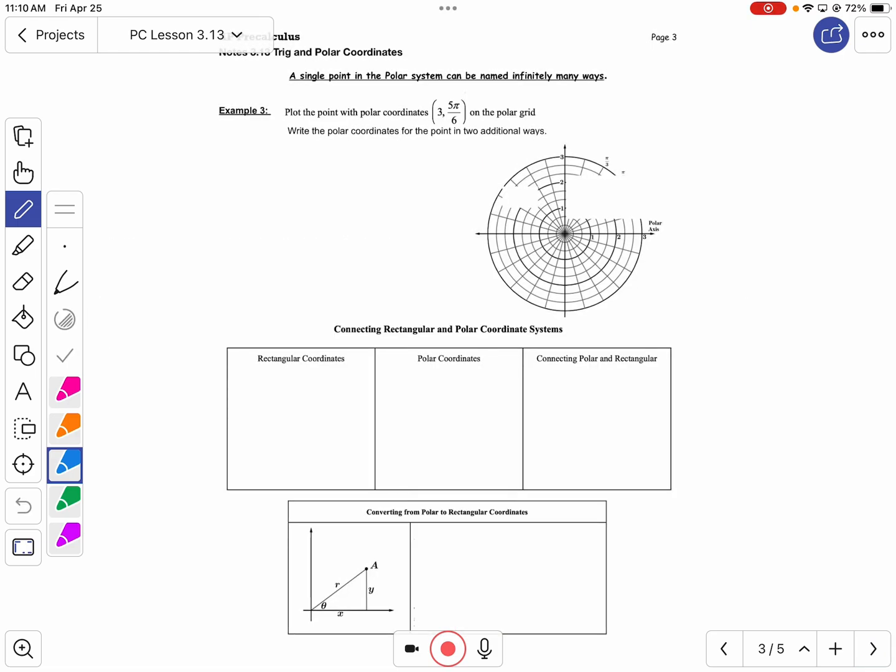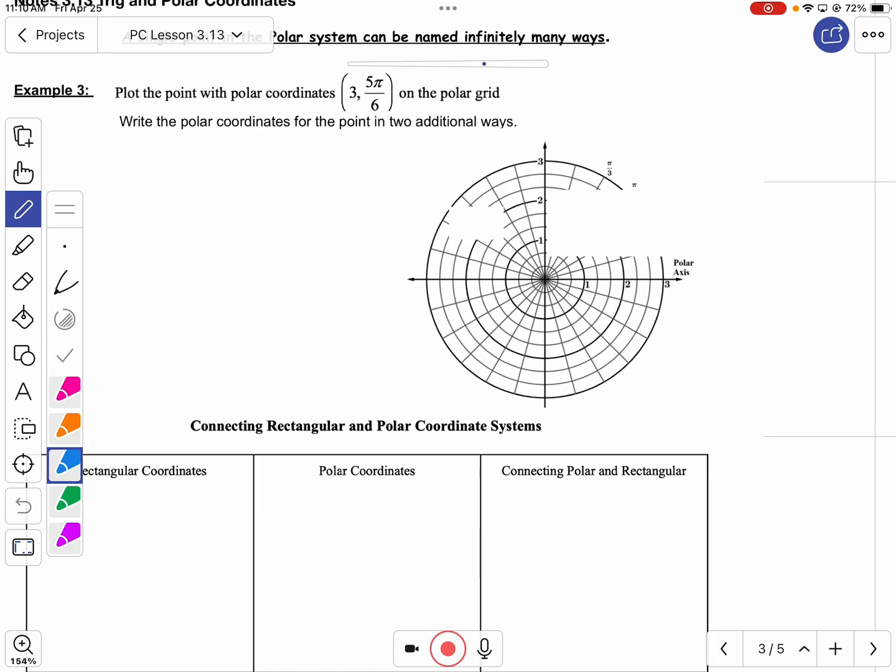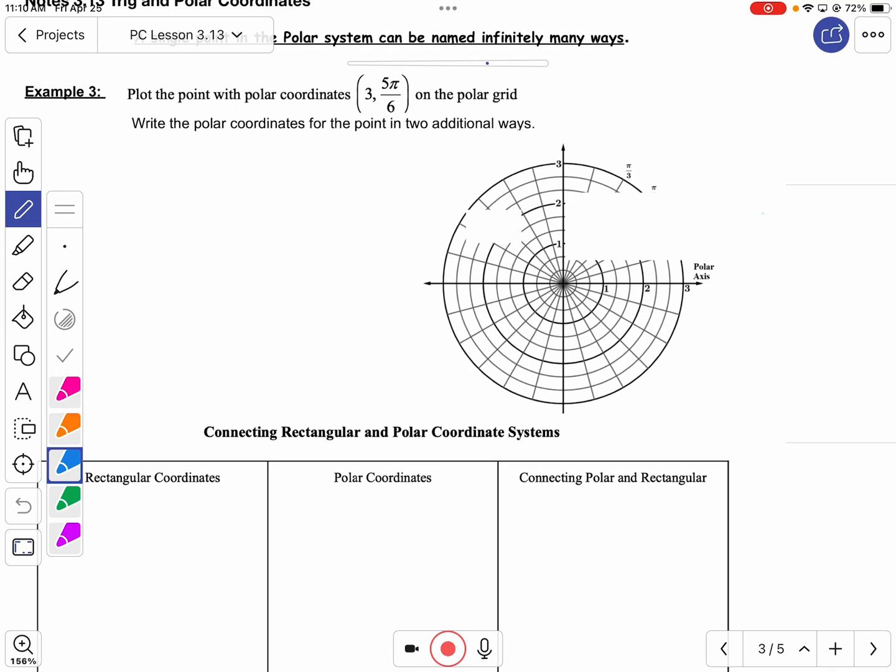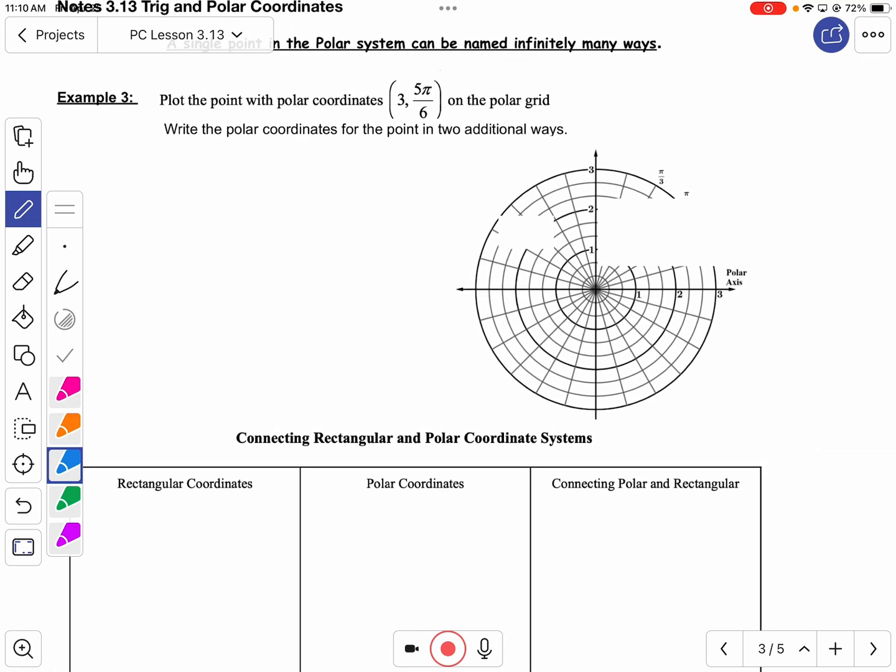So let's do that for a second. I have no idea why this is all blanked out right here. Is yours blanked out too? No. Nope. Okay, must have been when I transferred it over.